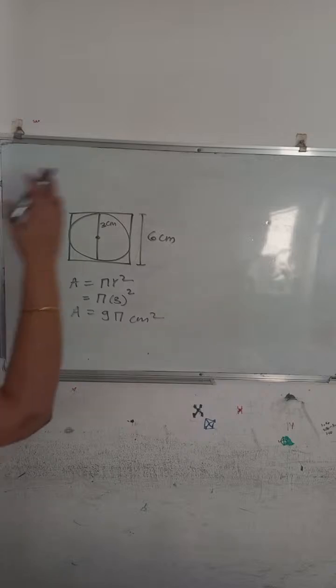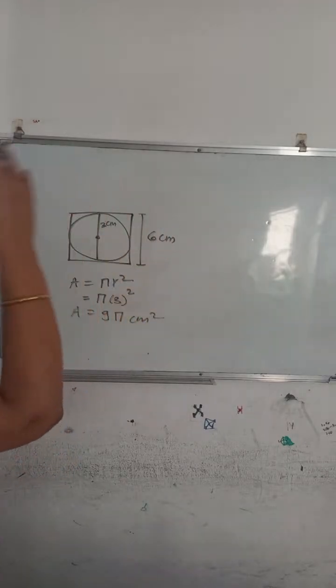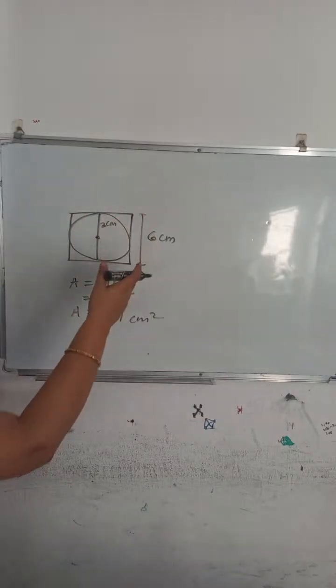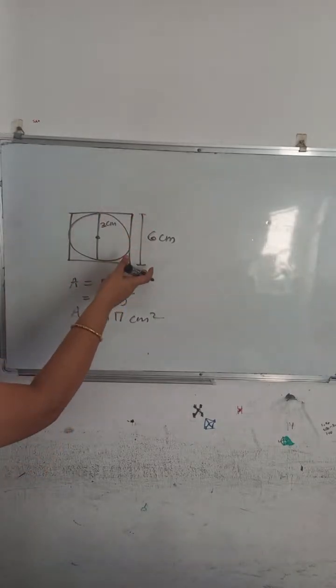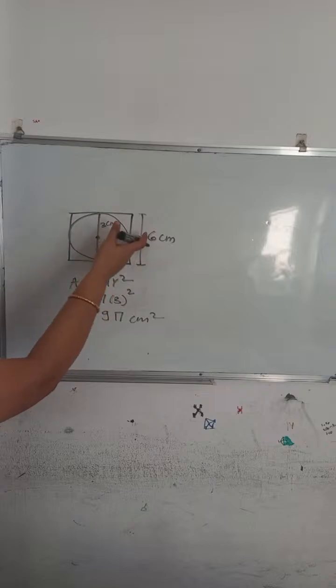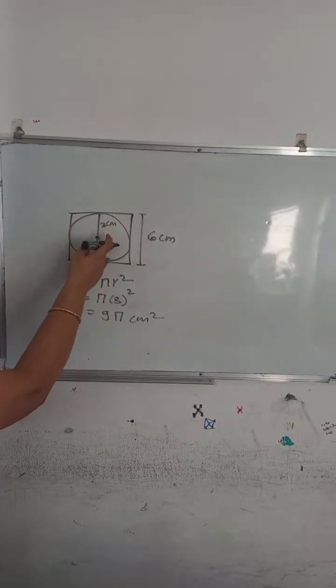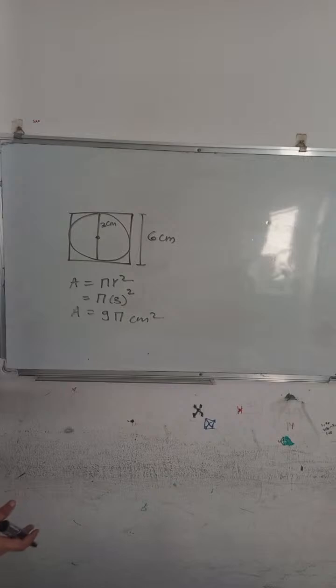People are calculating the area of the square, but no. Here the side of the square is given, and that side of the square is nothing but the diameter of the circle. Halve it and you will get the radius, and you will get the answer 9 pi. So which option is there here? Yeah, option D is the correct option, 9 pi centimeter square.